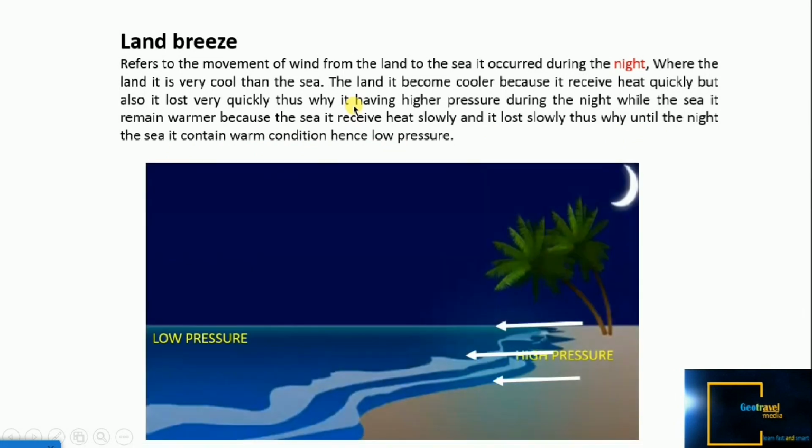So, we experience during the night the land having high pressure while the sea has low pressure, because the land receives insolation very quickly and loses it very quickly. Therefore, the movement of air will be from the land toward the sea, which experiences low pressure. This action we term land breeze.